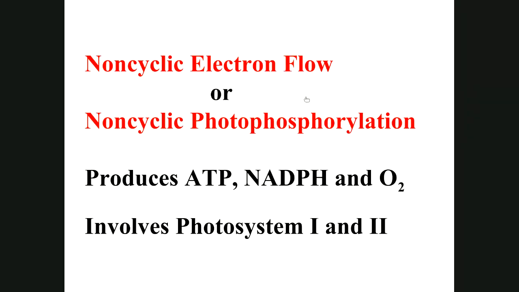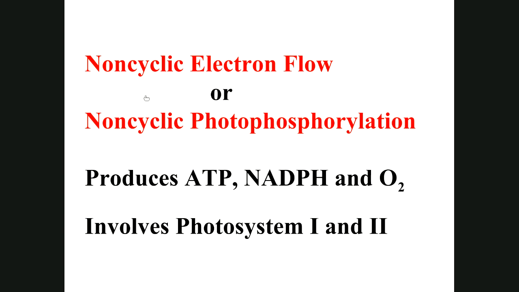Now, if there was a cyclic, there's also a non-cyclic electron flow or non-cyclic photophosphorylation. That means that when the electrons go down the electron transport chain, they do not return. So they're lost, and the electrons have to be acquired from somewhere else. And we'll see where in just a second. So it's our next slide.